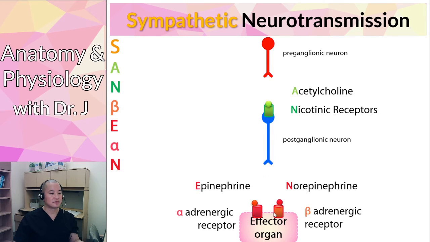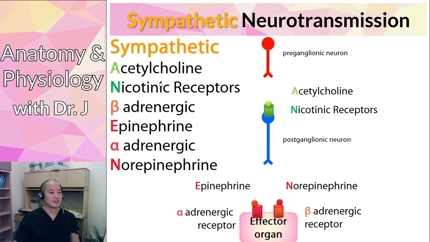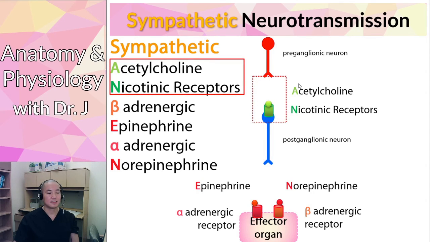And now you have two new receptors down here. A mnemonic for sympathetic neurotransmission is SAN-bean. The S stands for sympathetic, and the AN refers to the synapse between the preganglionic and the postganglionic neuron. Oh, and this is another thing I noticed. Some other textbooks sometimes just call the postganglionic neuron the ganglionic neuron without the post part. They're one and the same. So if you see ganglionic without the post, just know it's referring to the postganglionic neuron.